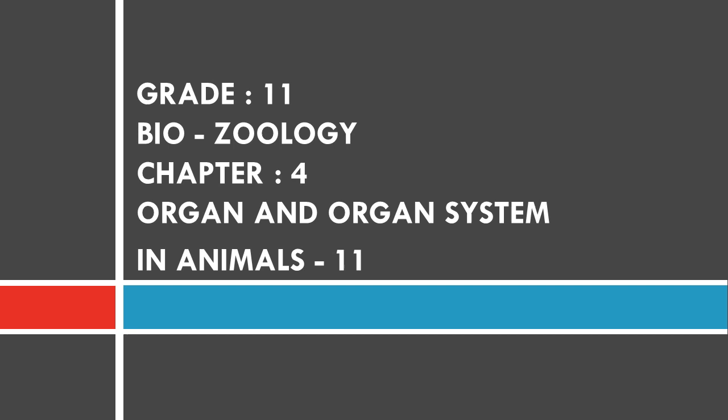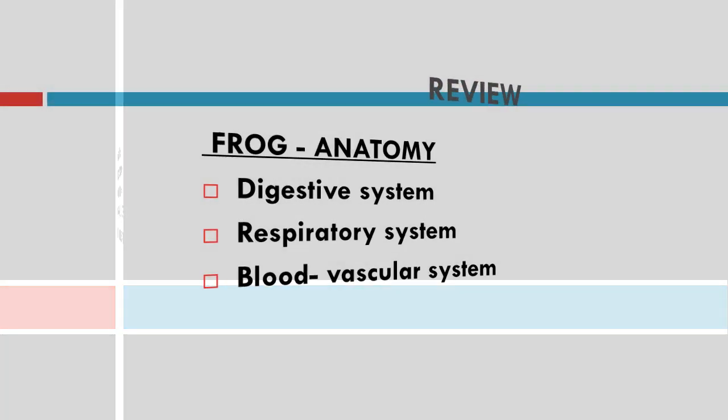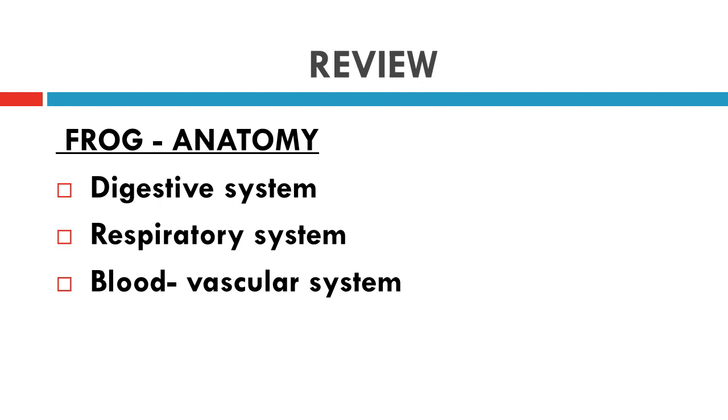So today we are going to discuss chapter 4, organ and organ system in animals. In the previous sessions, we discussed the same chapter, and in the last class we discussed the anatomy of frog, and accordingly we have seen some systems of the frog, that is digestive system, respiratory system as well as blood vascular system. Fine.